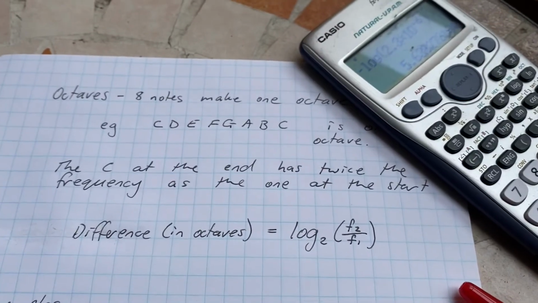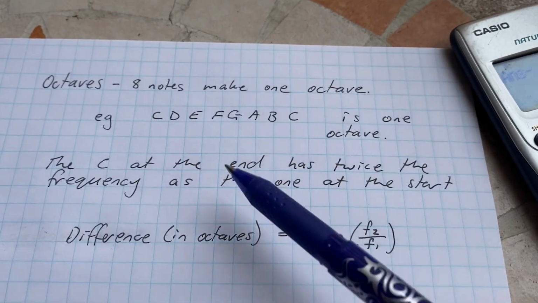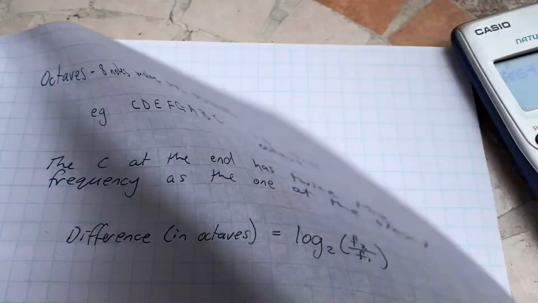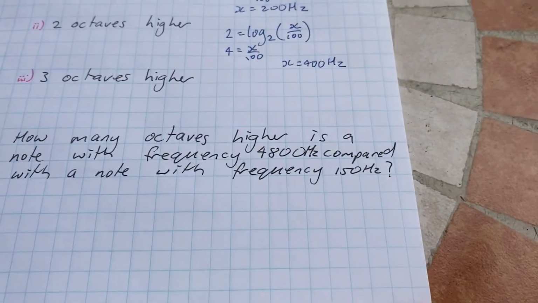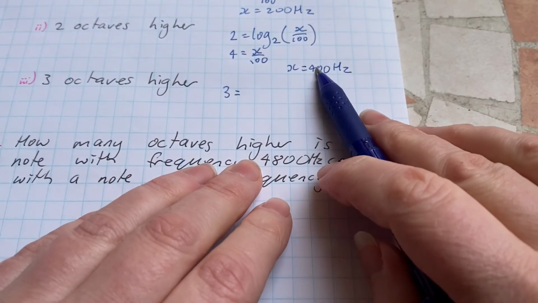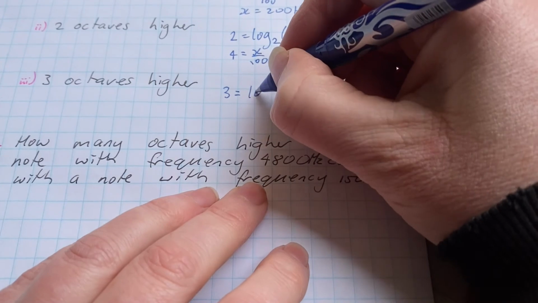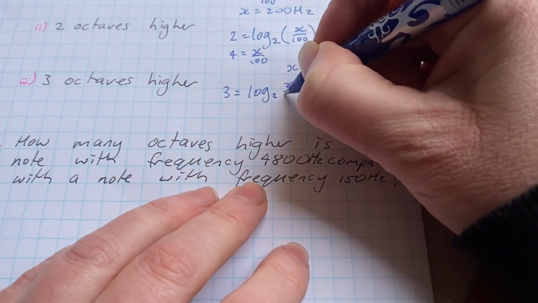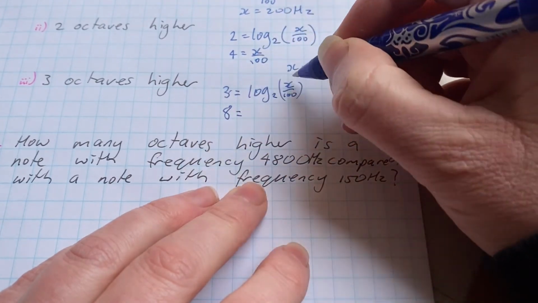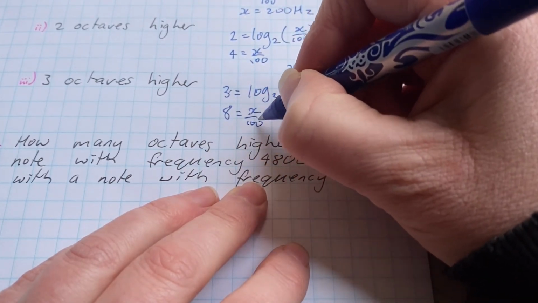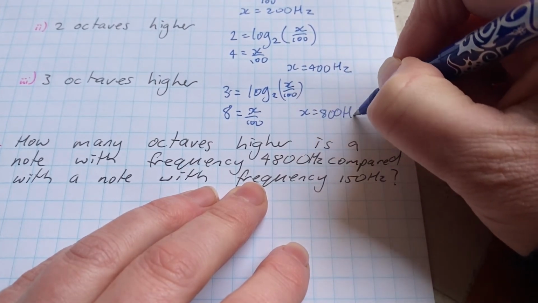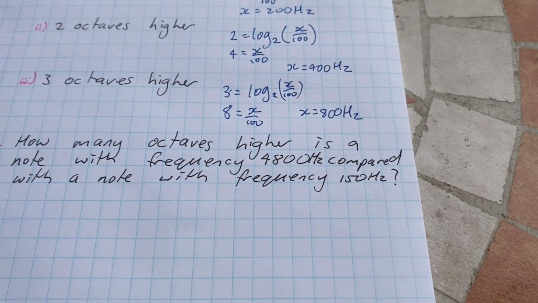And that's what I said right back at the start, that the C at one end has twice the frequency as the one at the other end. So let's just quickly calculate 3 octaves. So I am expecting double this, I'm expecting 800. So 3 equals log base 2 of x on 100. So 2 to the power of 3 is 8 equals x on 100 times by the 100. X equals 800 hertz. So sure enough, that's what we were expecting.